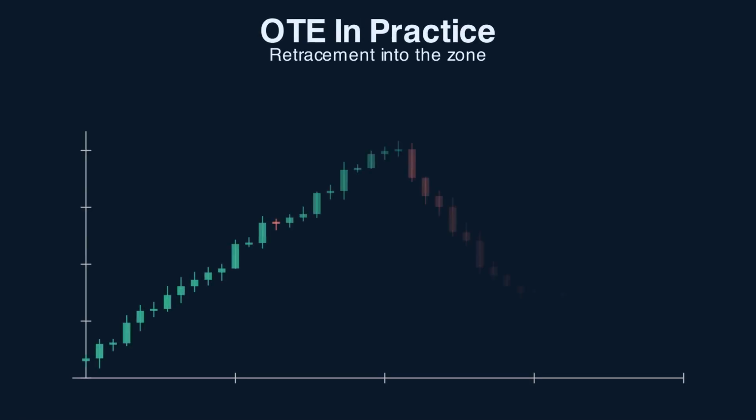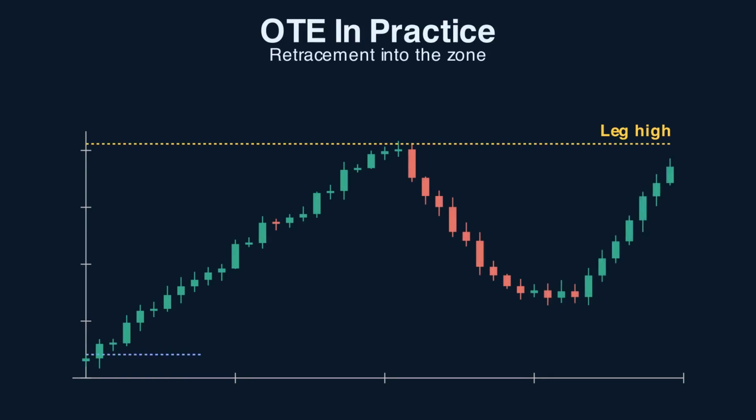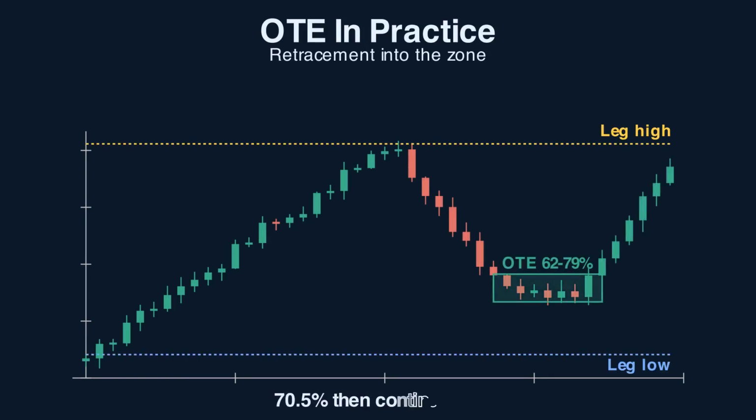The leg rallies from 100 to 122. You're looking for an entry to join the next leg up. Don't buy the breakout, that's chasing. Don't buy the 50% retrace either, that's premature.